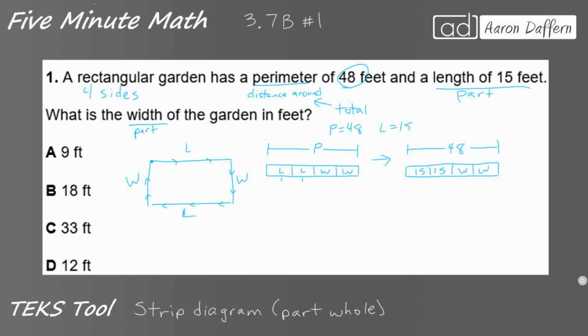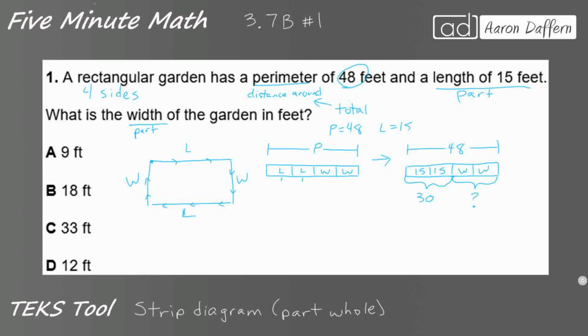What I'm missing are the widths. And I want to know the distance of one width, but my whole perimeter is the two widths plus the two lengths. And so I can find a subtotal right here. I can say, well, my total is 48, and I've already used 15 and 15. So what's 15 and 15? Well, that's 30. Therefore, if I can figure out what's left, that's going to help me figure out my width.